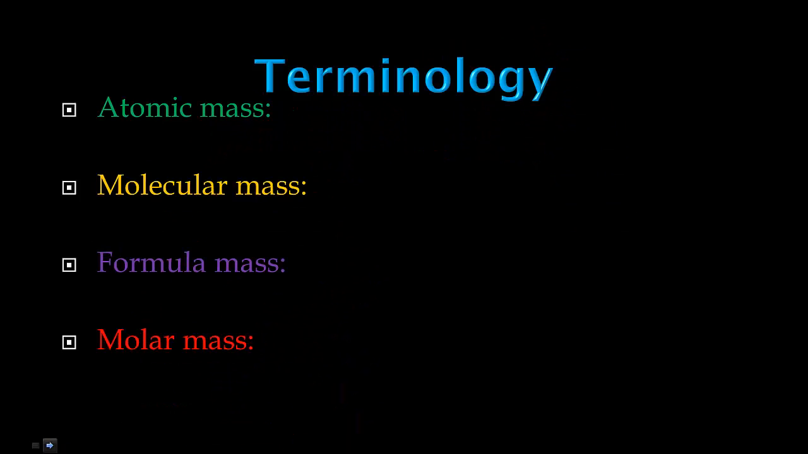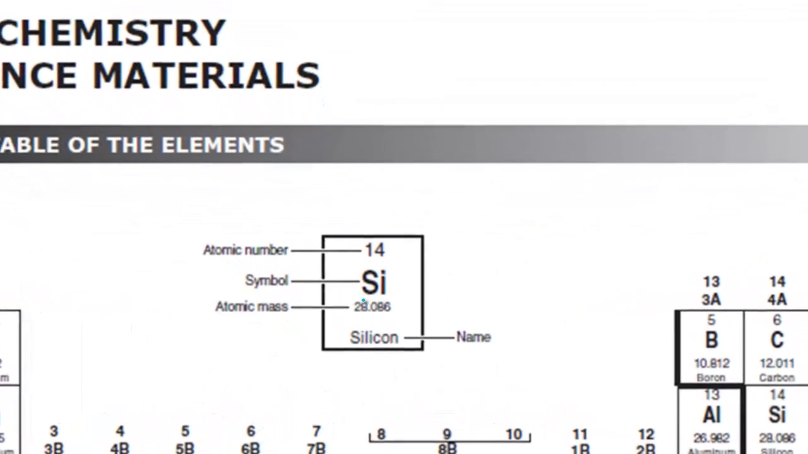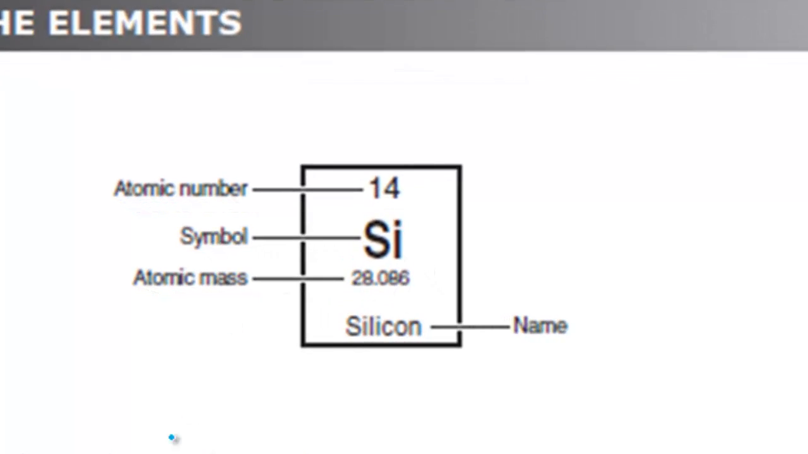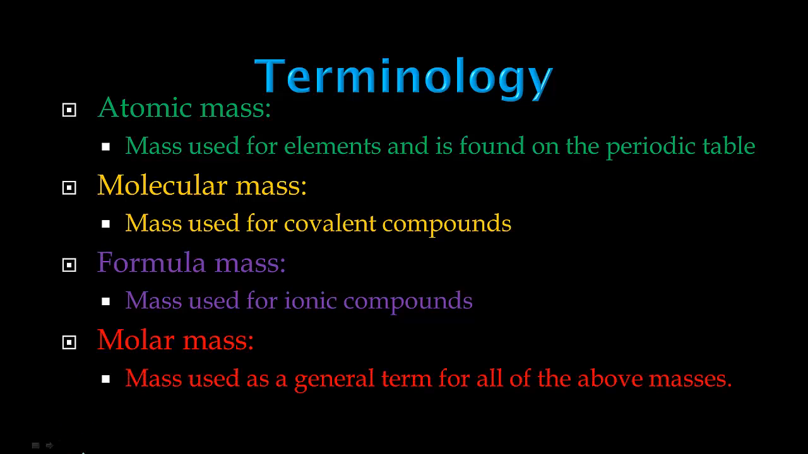Molar mass is going to be the topic of this first video. We need to learn about some terminology. Atomic mass is the mass used for elements and is found on the periodic table. So it is this number right here, the atomic mass. Molecular mass is the mass used for covalent compounds, because remember, whenever we see molecule, that means covalent compound. Formula mass is the mass used to represent ionic compounds. And lastly, molar mass, the generic term used for all of these.